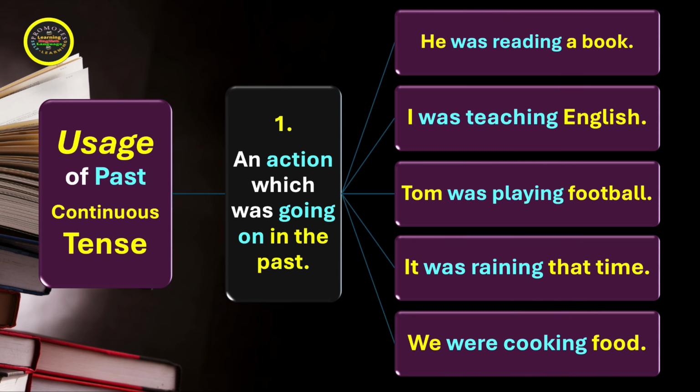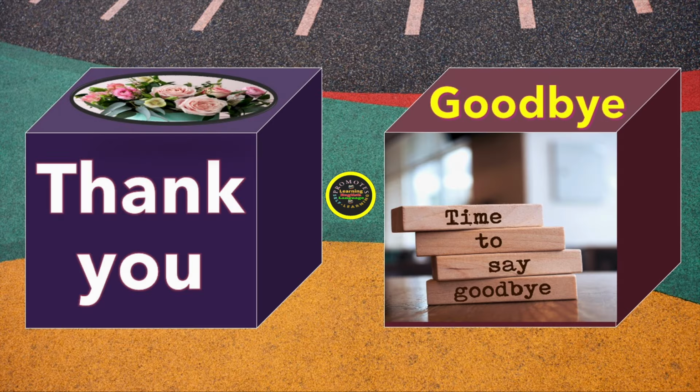We were cooking food. So what we notice is that actions were taking place in the past, continuing in the past, progressing in the past. Therefore, sometimes we also call it past progressive tense. Hope you understand the concept. Thank you and goodbye.